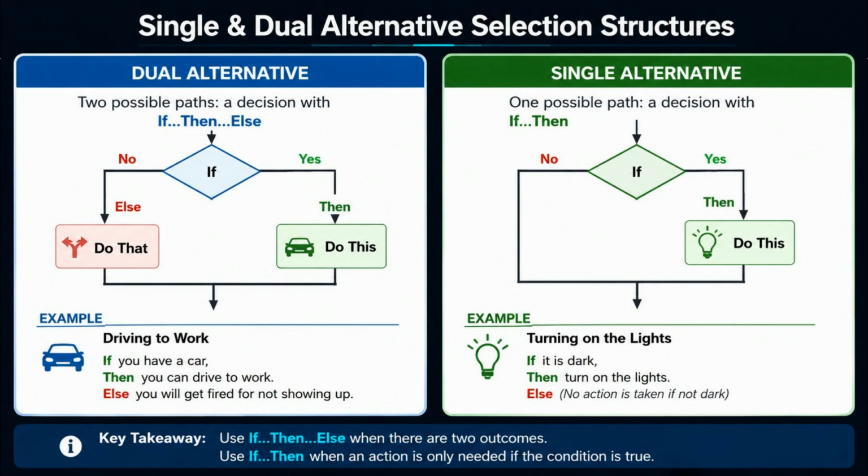Quick refresher on the two selection types. Dual alternative always does one of two things. If you have a car, you drive to work. Else, you get fired for not showing up. Single alternative does something only if the condition is true, with no action otherwise. If it's dark, turn on the lights. If it isn't, nothing happens at all. That's the core distinction we'll build on throughout this chapter.